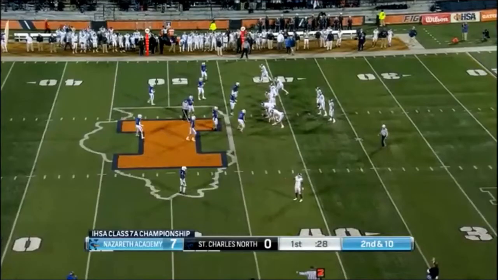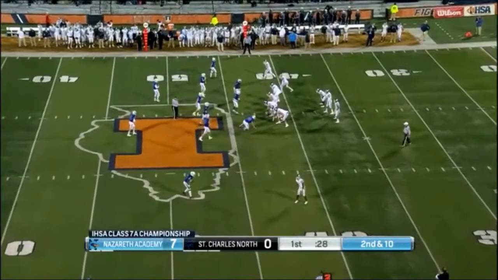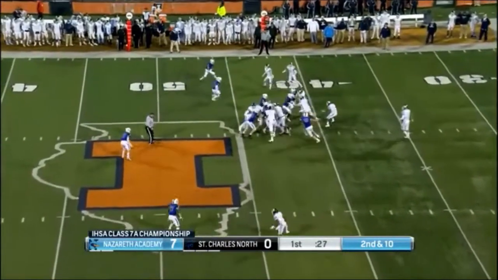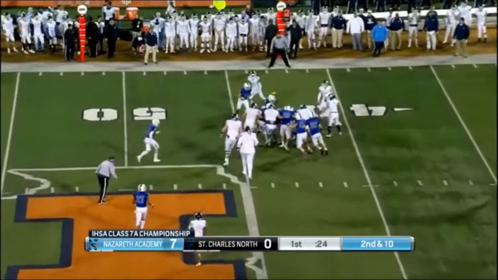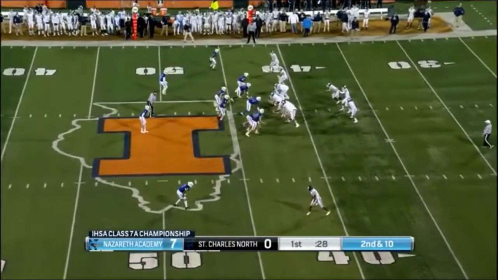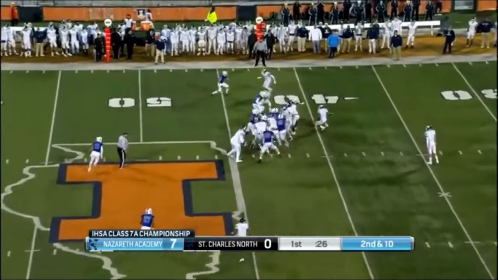This play is an example of illegal motion and possibly a false start. Focus on the wide receiver that's in the backfield just below the numbers. We see prior to the snap, he takes a step forward and shuffles his feet. Now, this is an illegal motion because his motion is moving forward at the snap and not parallel to the line of scrimmage.